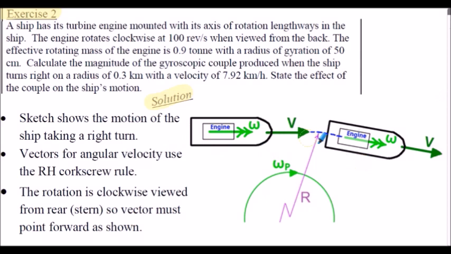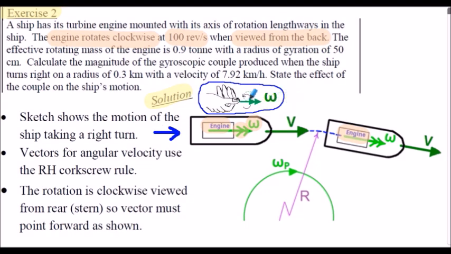Here's a sketch of our ship. Here's the engine denoted in the ship. We're informed in the question that the engine rotates clockwise at 100 revs per second when viewed from the back, or the stern, of the ship here. So my omega velocity vector arrow is double-headed as shown. If I put the thumb of my right hand in that direction and view my curved fingers, then they will be going in a clockwise direction when viewed from the rear here. Right-hand screw rule for omega shown here.